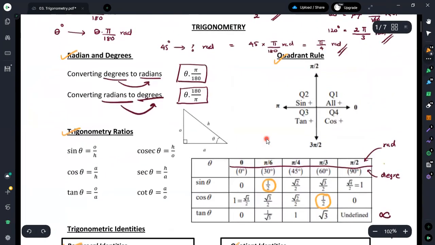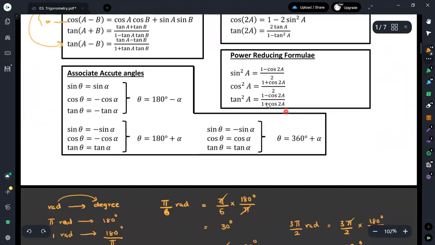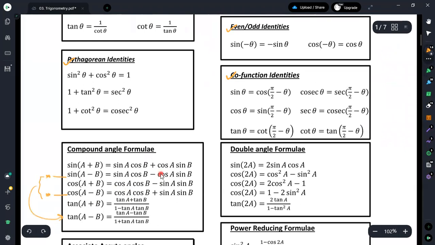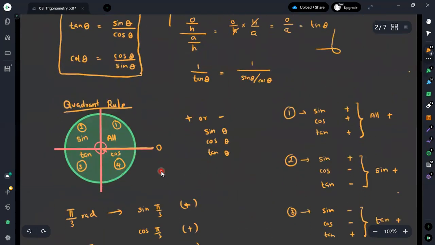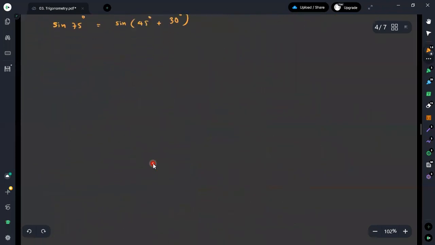Generally, we know the values of the most commonly used angles: 0, 30 degrees, 45, 60 and 90. With radian measures, it is 0, pi over 6, pi over 4, pi over 3 and pi over 2. Therefore we know the sine, cosine and tangent ratios. Now we will see how, using this table along with the compound angle formula, we can obtain the values for sine, cosine and tangent ratios for a compound angle.